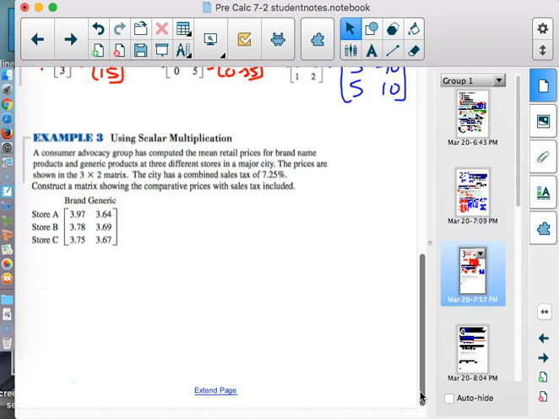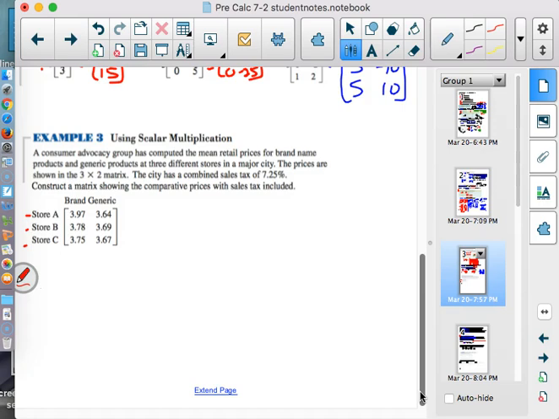So what's next? Well, this one says we're going to use that scalar multiplication. A consumer advocacy group has computed the mean retail prices for brand name products and generic products at 3 different stores in a major city. So I can see that right here. Store A, B, and C. Now, it says we've got the products that are brand names and then generic. So generic is the one that's, you know, not special. It'd be like if you go in and buy a bottle that says Aleve on it, that's a brand name. You're going to pay a little bit more money than if you were to buy the generic, which will just be naproxen sodium.